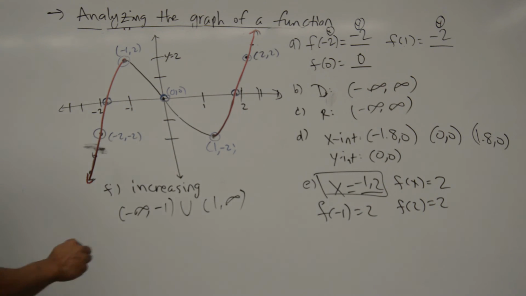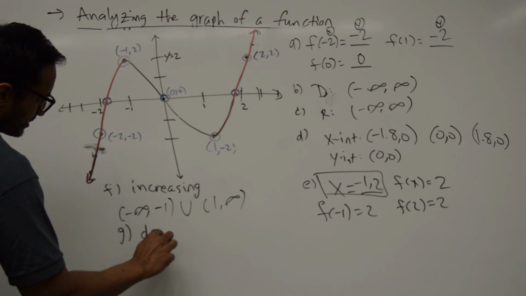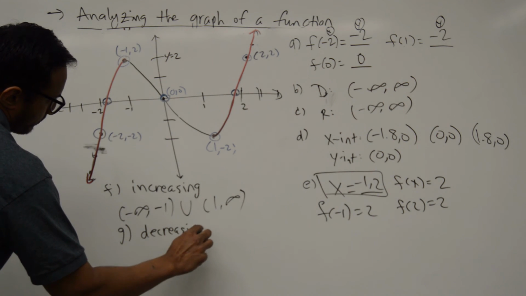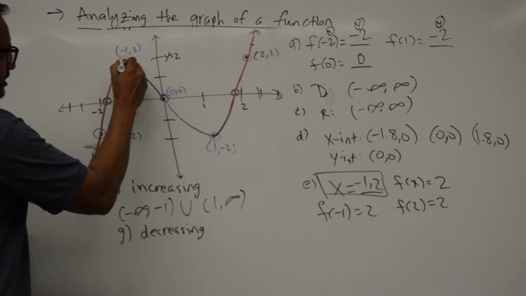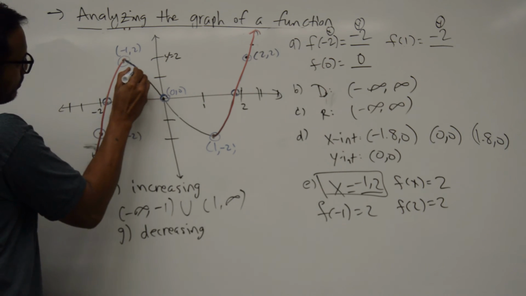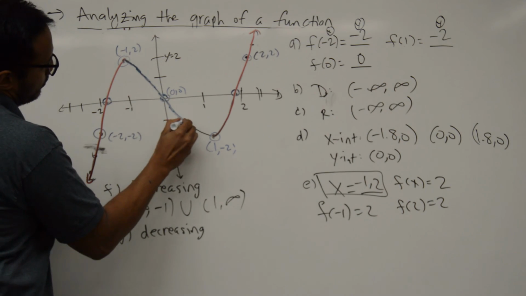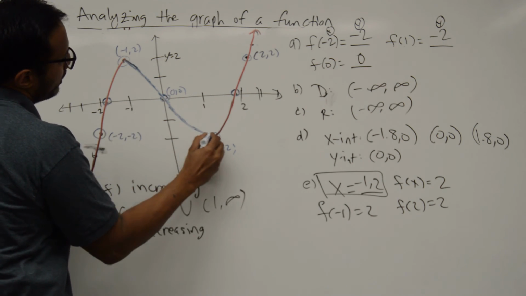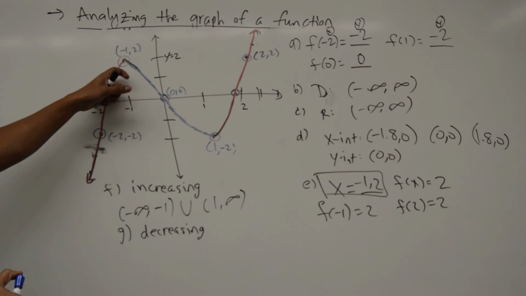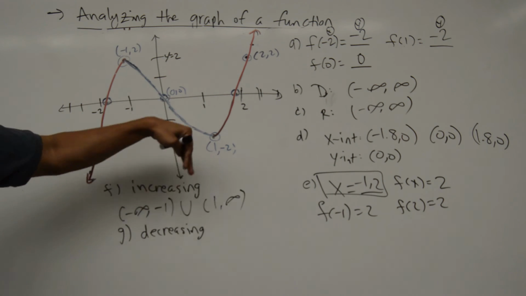Okay, that's F. G says, where is the function decreasing? So decreasing means that going left to right, the y values are going down, they're decreasing. So this middle part that I'm highlighting in blue, this is where the function is decreasing. This is where the y values are going down. So we're going 2, 0, negative 2. The y values are going down.